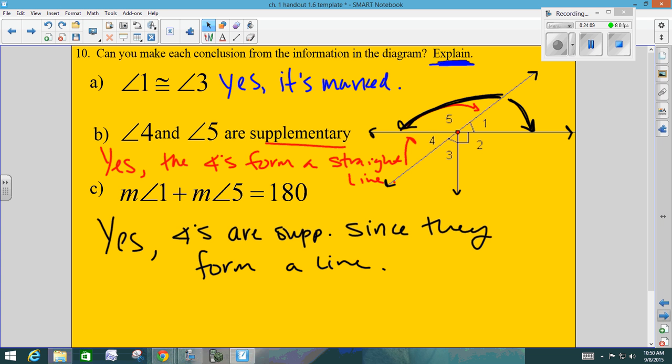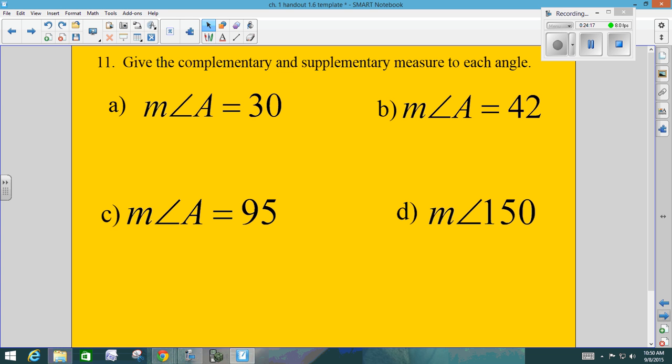Last one, number 11, there's 4 parts to it. Well, actually 2 parts to each part, so there's like 8 parts to it. You have to find the complement and the supplement of each of these angles. So angle A, 30 degrees. I want to find its complement. What does it mean for 2 angles to be complementary? To be complementary? 90 degrees.